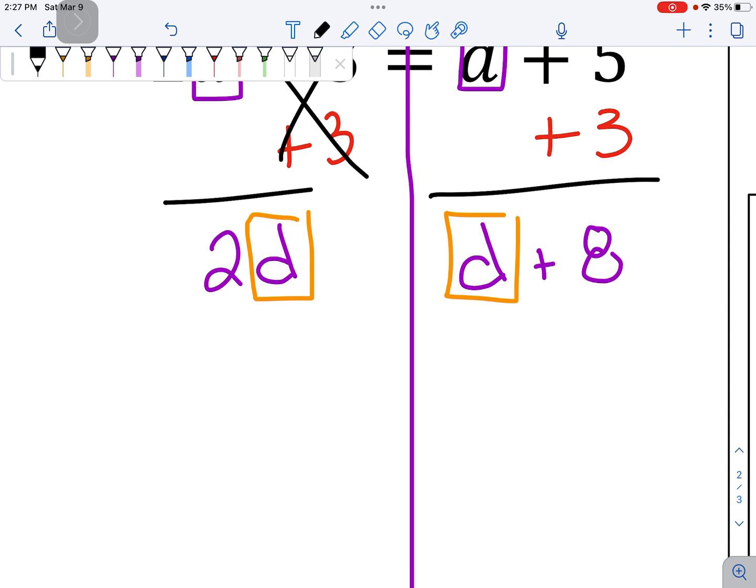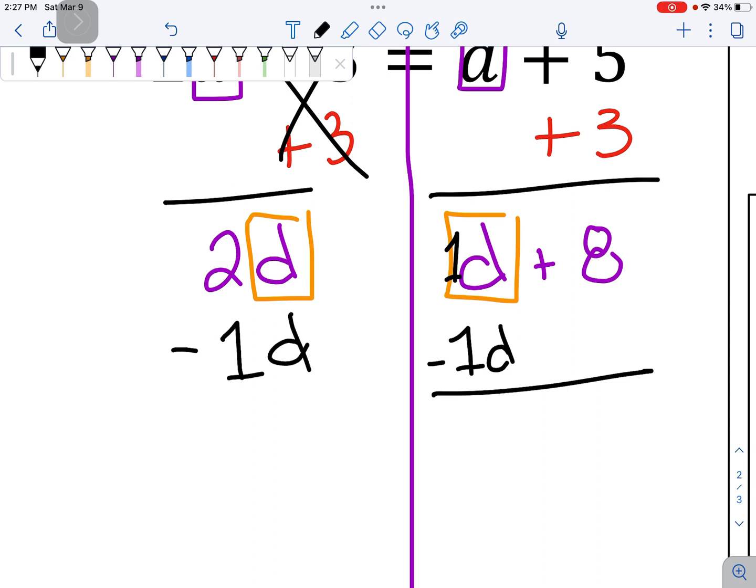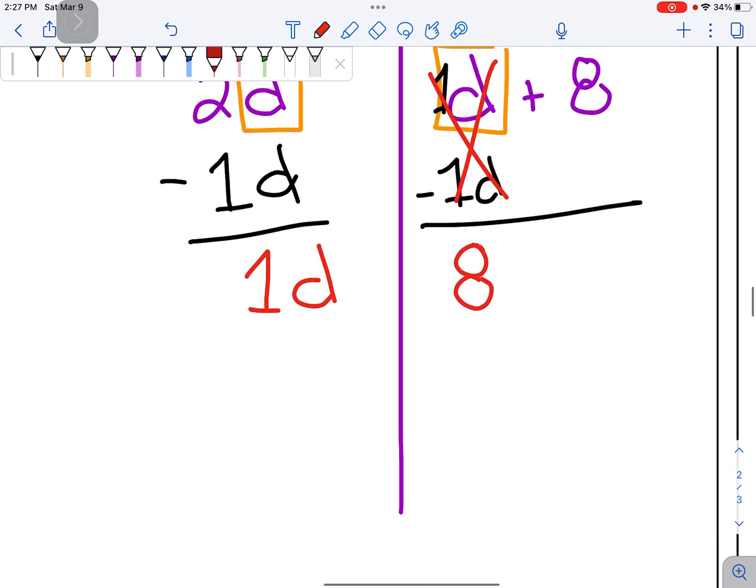So here on the right, if you want to, you can say that's 1. We're going to get rid of this 1d by subtracting. We're going to take it away, and we'll do that on the other side. 2 take away 1 is 1. 1d, and on the other side, those cancel out, is 8. Oh, nice. So this just says the variable d has a value of 8.